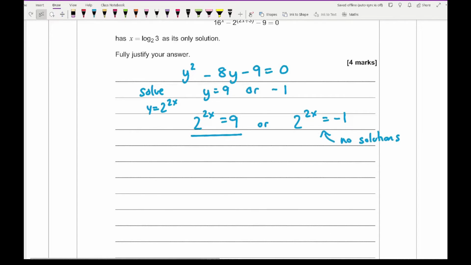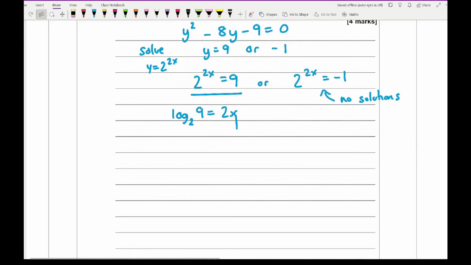So taking this and writing it in the form of logs, we get log to the base 2 of 9 equals 2x. So from this we can go about solving it. I could enter this on the calculator, but it actually wants me in exact form, so I can write that as log to base 2 of 3 squared. So that becomes 2 log base 2 of 3 equals 2x. If I divide both sides by 2, I lose the 2s, so therefore x equals log base 2 of 3.